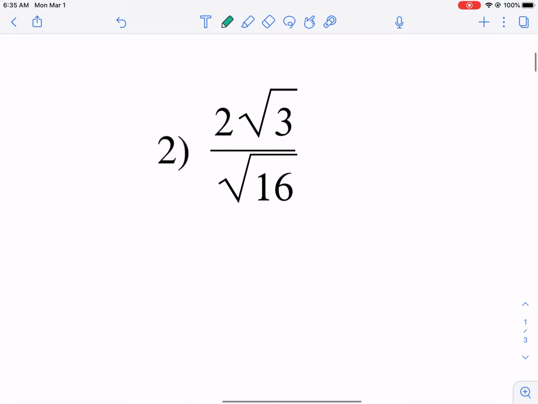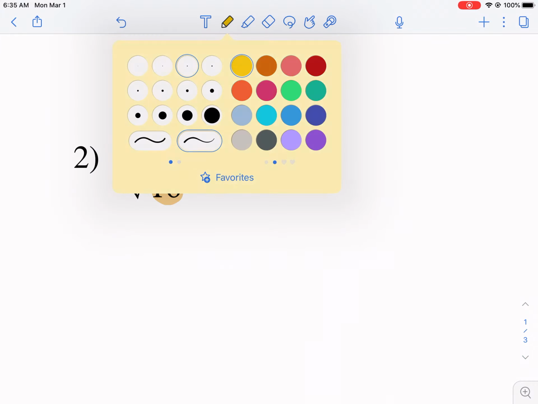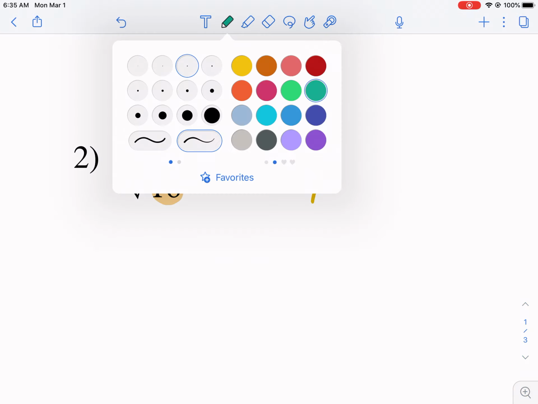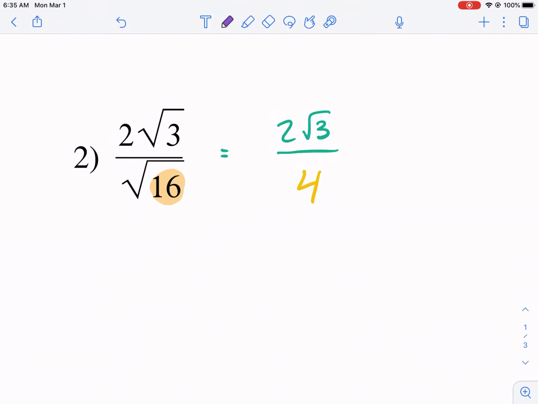Okay, moving on to number 2. Very similar, there's not a lot we can do with this one. Here we have 16. That is going to be reduced to 4 in the denominator. Okay, and then we have in the numerator 2 radical 3. Now, anytime you have integers on the outside, you can't do this with a radical. Well, actually, you can. I'll get to that in a second.